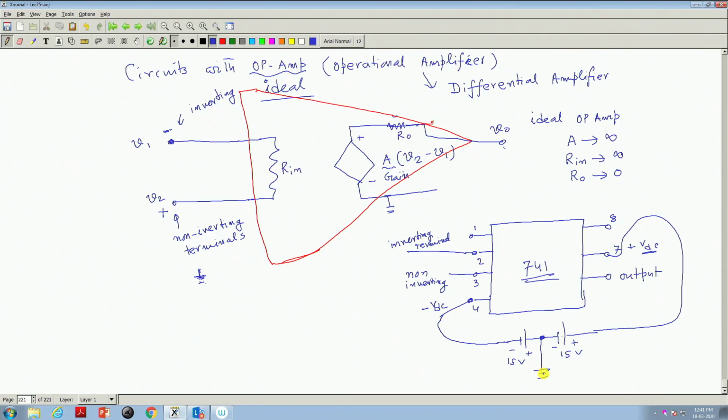With respect to this, I will measure the inverting terminal voltage, where I will apply a signal, and the non-inverting terminal voltage, where I will apply some signal. The output will be available from the terminal marked 6, but that signal also will be measured with respect to this ground. So, what is this ground? The external DC supply, whatever you will be connecting to the chip, the common point of that. Here minus VDC is applied, minus 15 volt, here plus VDC is applied.